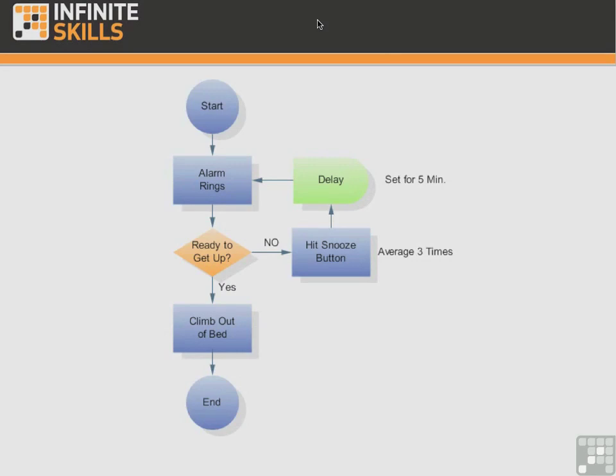Functions, or things like functions, have historically been the basis of modularization. This way of dividing things into modules is used in the programming style or paradigm known as procedural programming. Here's an example of procedural programming. The procedure starts, the alarm rings. If you're not ready to get up, you hit the snooze button, and there's a delay, and the alarm rings again. If you are ready to get up, you climb out of bed, and that's the end of the procedure.